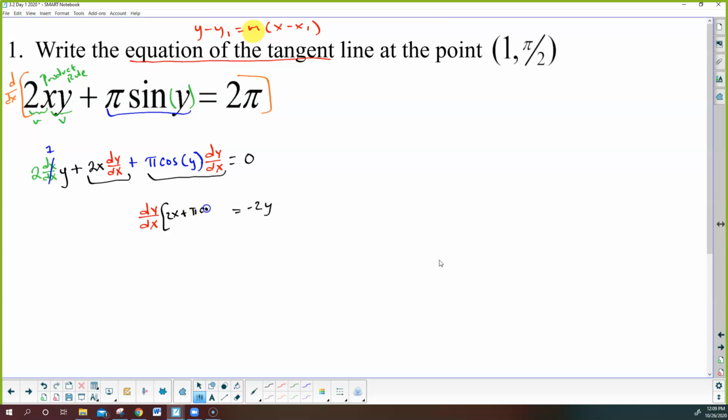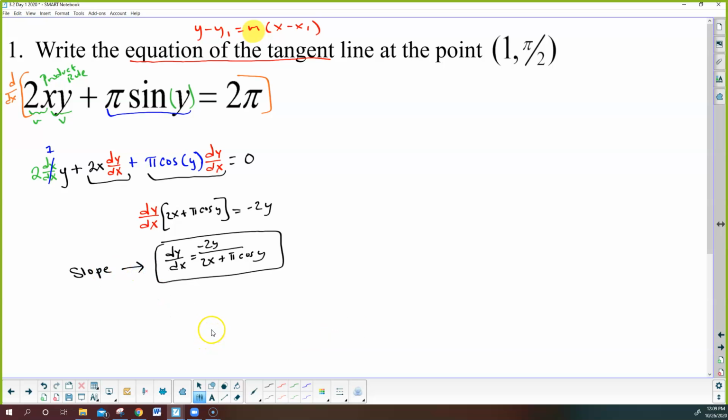I'm almost done, so please hang tight with me. Notice how I pulled the dy/dx away from each one of these, which means the very last step is to divide by 2x pi cosine of y. What is that? That's my slope. But now I need to find the slope when x is equal to 1 and y is pi over 2.